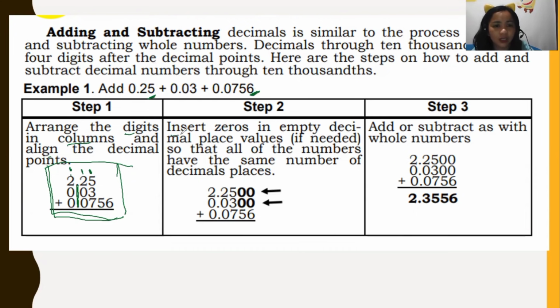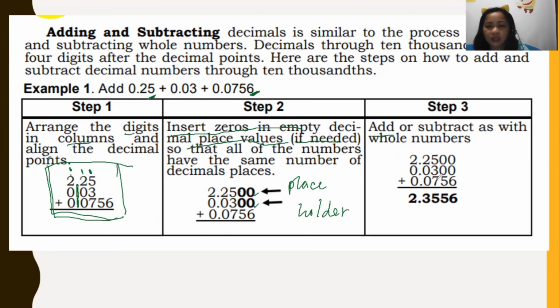So, the second step is insert zeros in the empty decimal place value if needed so that all the numbers have the same number of decimal places. Ayan, para hindi nalilito dun sa mga nalilito dahil walang katapat, insert zeros. Dahil wala siyang digit, lagyan mo ng zero. Ang tawag doon is placeholder. Para merong digit doon sa bakanting place value. So now, step 3 is add or subtract as with the whole numbers.